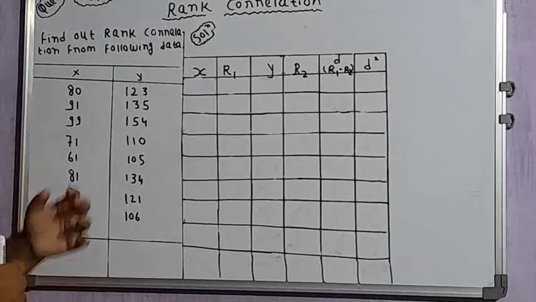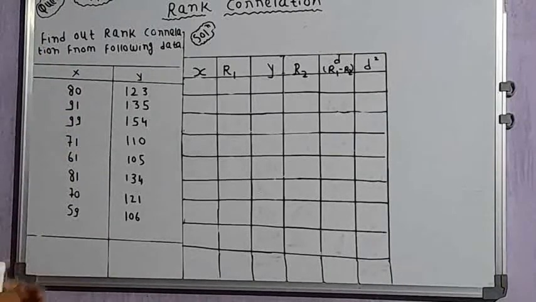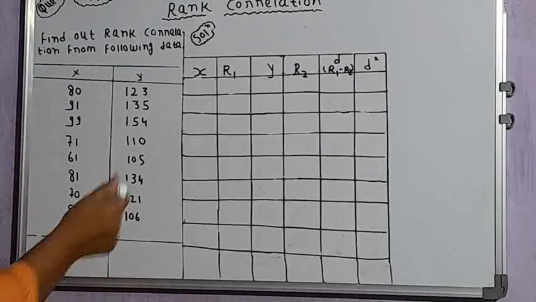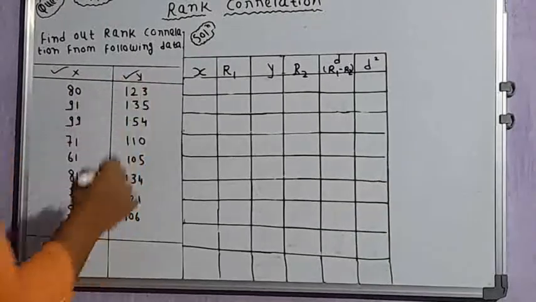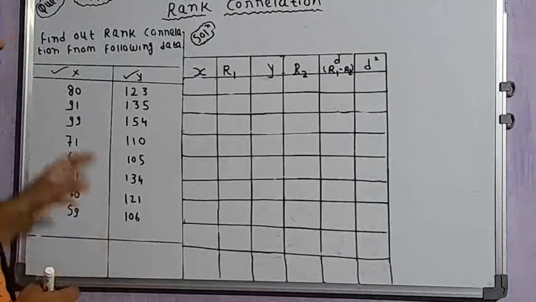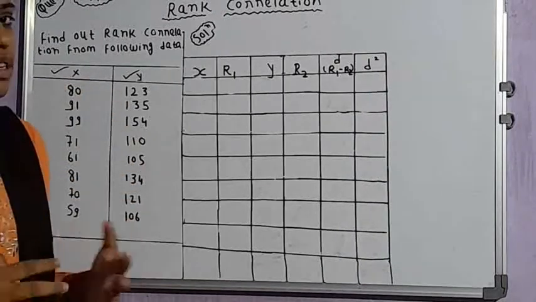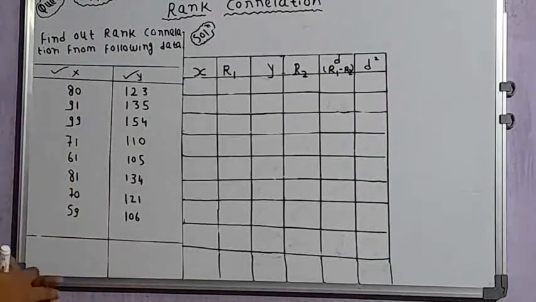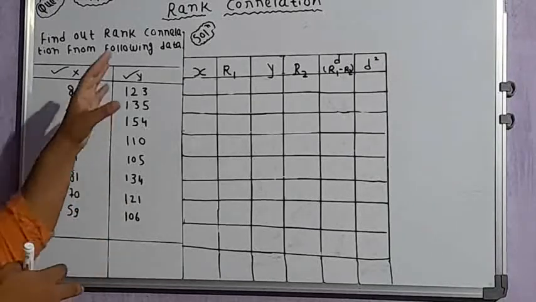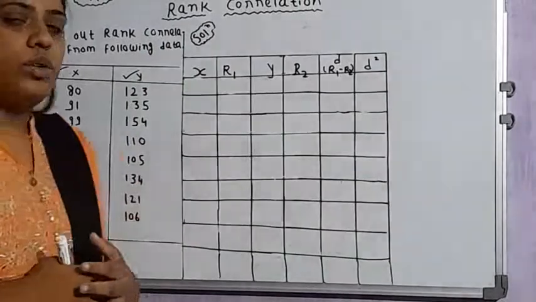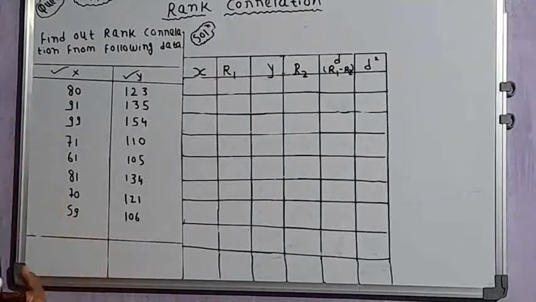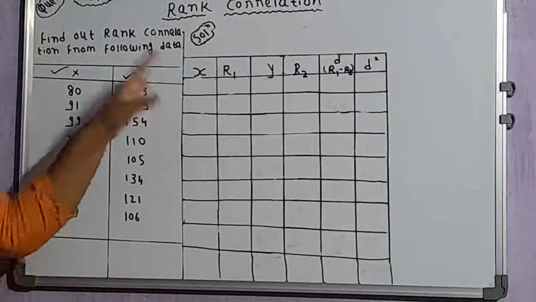So here we have to find out the rank correlation with the help of the given data. Here we have been given two variables, the x variable and the y variable, and we have to calculate the coefficient of correlation between those two series, x series and y series. First of all, we have to make a preparation chart. After that we have to put the information from the question in the preparation chart.